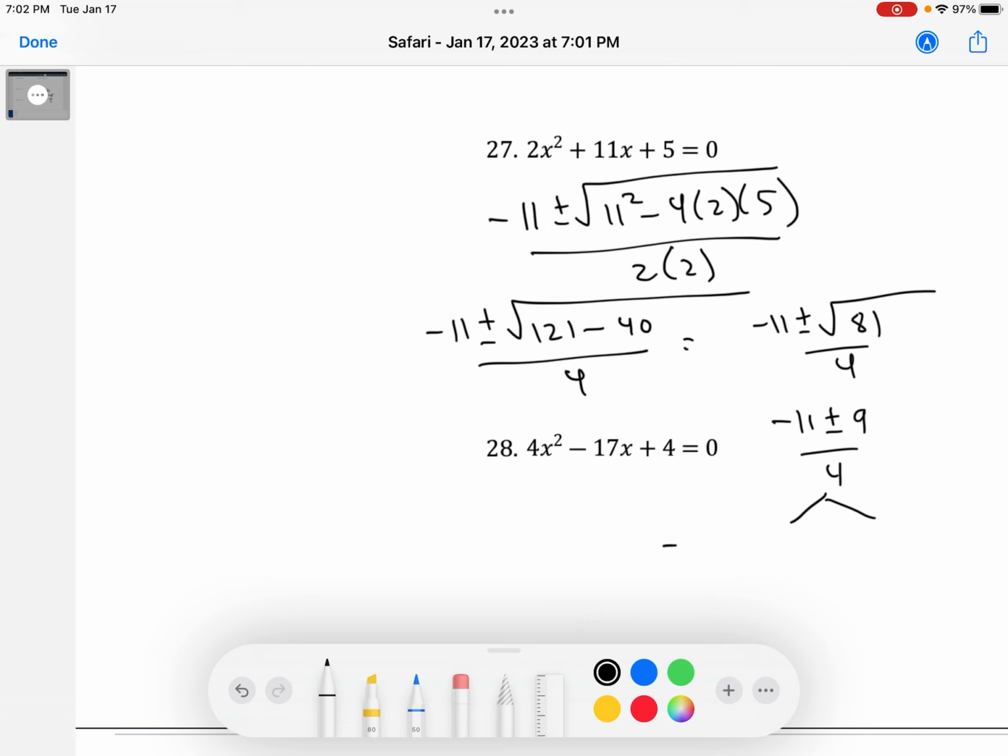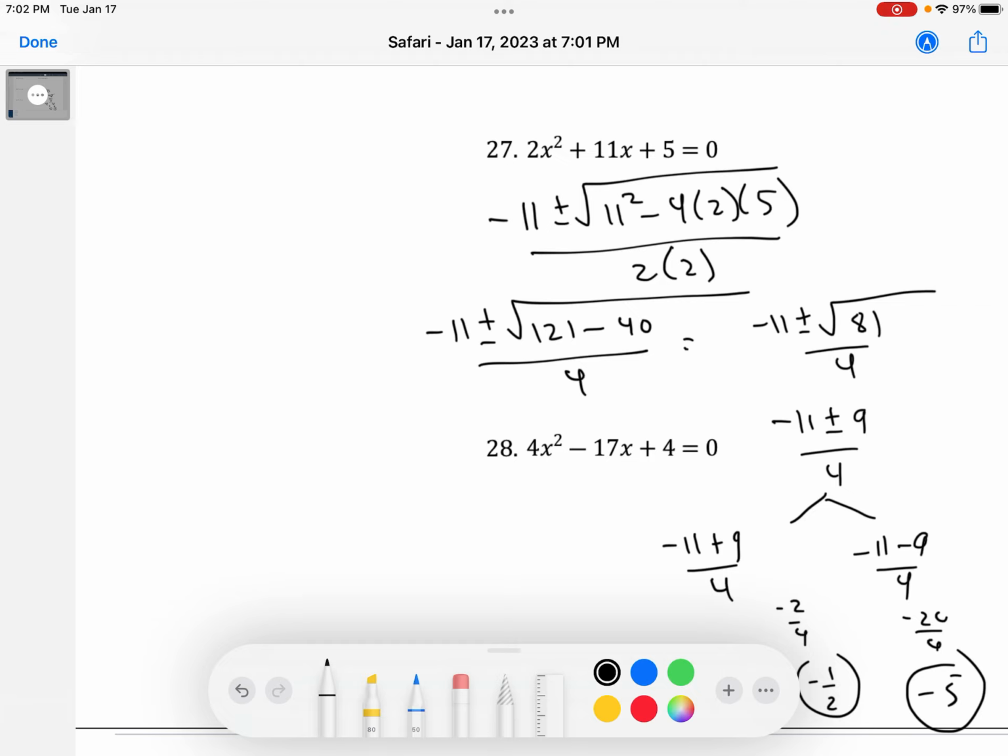Breaking this apart into two different cases, negative 11 plus 9 over 4, negative 11 minus 9 over 4. That's going to be negative 2 over 4, which is negative 1/2. This is going to be negative 20 over 4, which is negative 5. And I think that's right. Again, I'm not 100% sure because it's so easy to make little mistakes, but if you got the same answer, then maybe we both did something right.